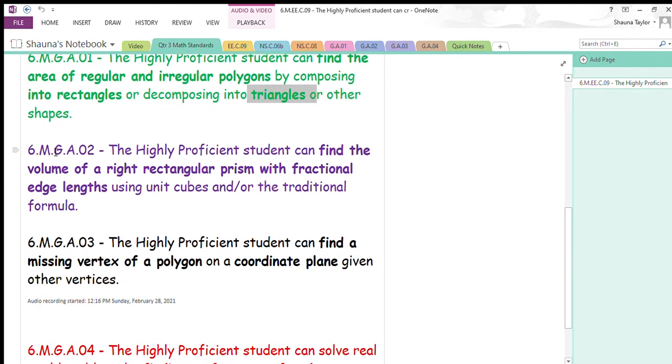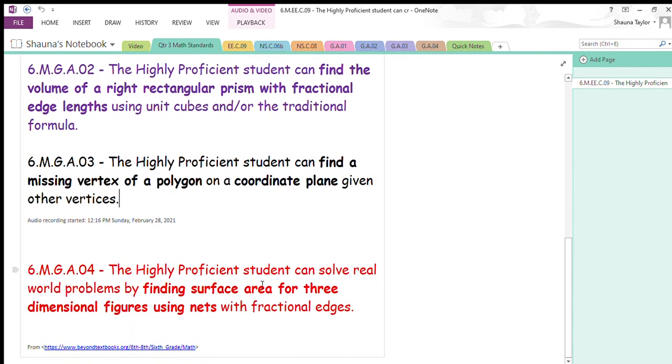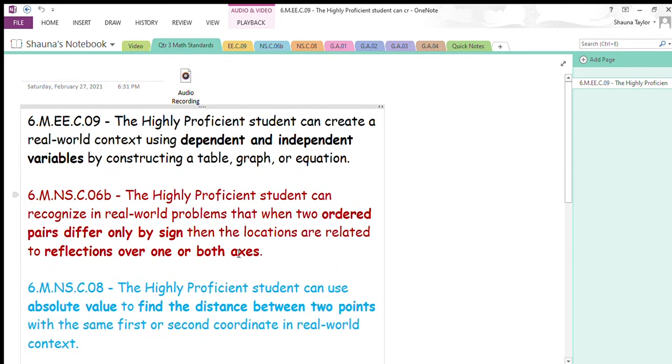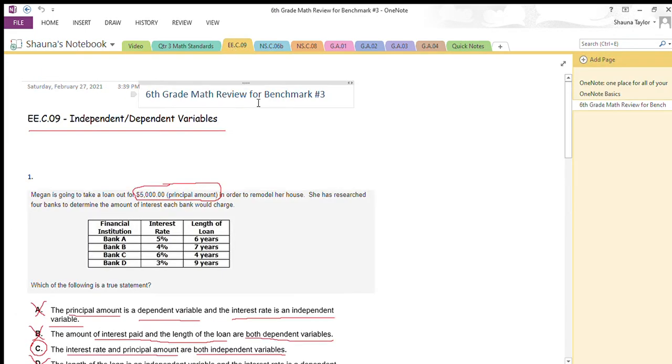The next one is GA02, and the keyword here is find the volume of a right rectangular prism with fractional edge lengths. And the last one here is GA03, where you find the missing vertex of a polygon on a coordinate plane. And down at the bottom, GA04, find the surface area for 3-dimensional figures using nets. So let's move on over to our first one.